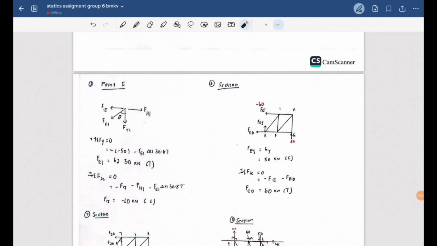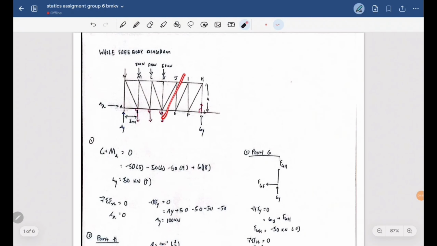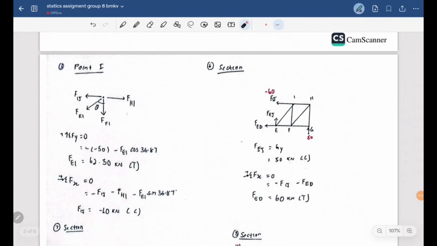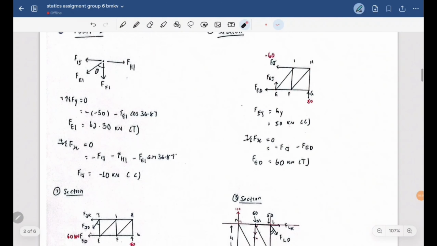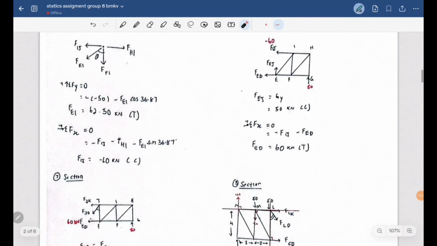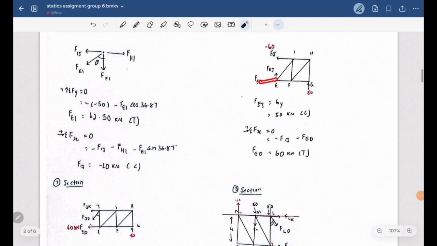Okay, next step we do a cross section here. We will get it like this. FEJ is equal to Gy. FEJ equal to FFI, FGH, and Gy, which is 50 kN compression. And for total Fx equal to 0, we have FED and FIJ. We already have FIJ, we just put the value inside the equation. So we got 60 kN tension. So we will do it like this.